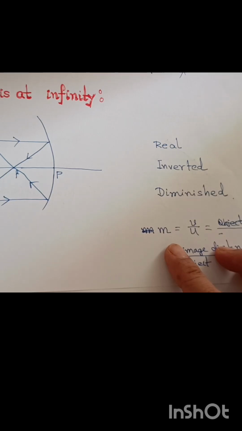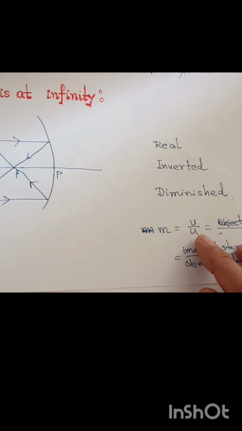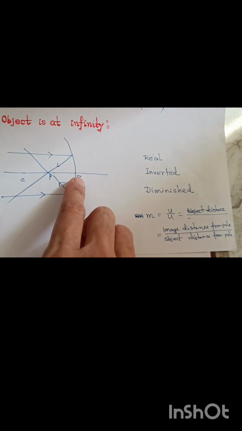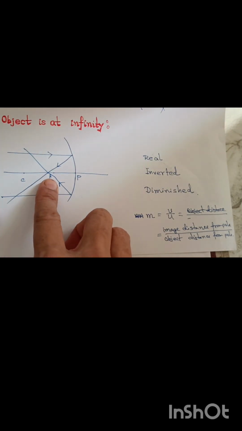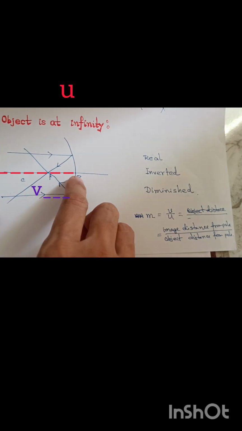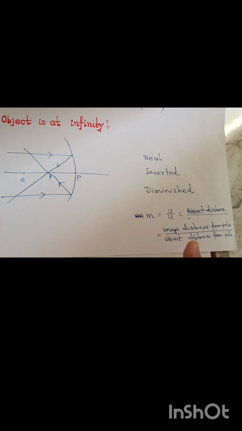Why diminished? The magnification formula is m equal to v by u. V is the image distance from the pole, that is FP, and the object distance is where the object is placed to the pole. So here the object is placed at infinity, so the denominator is very much larger and the image distance is FP. So the magnification factor will be very much diminished.